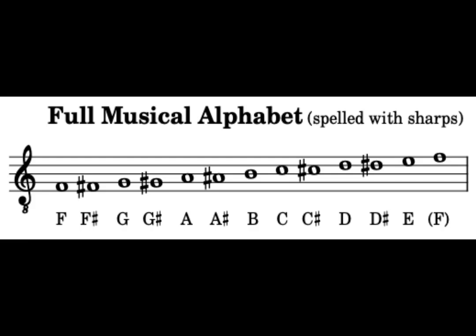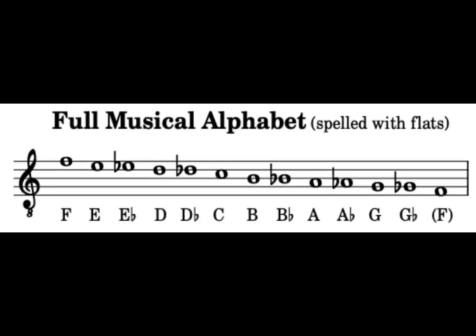Notice that there is no pitch between B and C or E and F because they are already a half step apart. Now look at this. The same 12 pitches may be written with flats instead of sharps. The flat sign lowers a pitch by a half step.